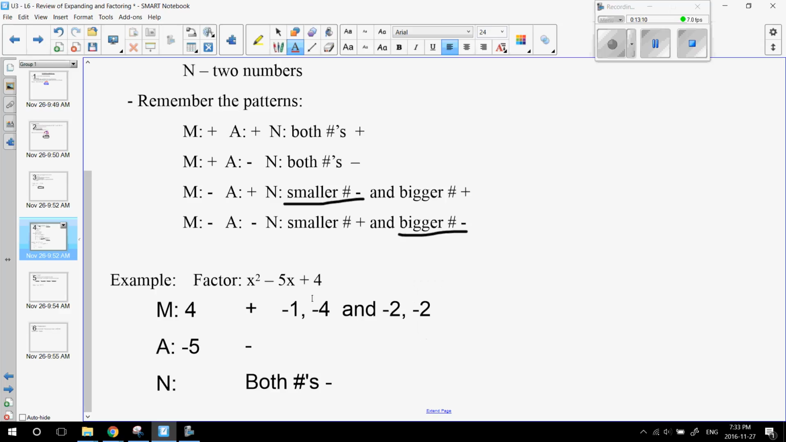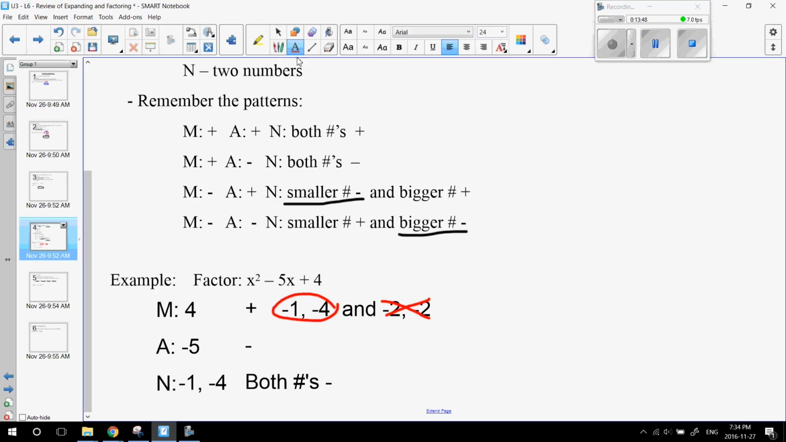And then we think about which one is going to add to our negative 5. If we do negative 1 plus negative 4, that gives us negative 5. If we did negative 2 and negative 2, that gives us negative 4, so that doesn't work. So we can cross out the negative 2, negative 2. We know that negative 1, negative 4 works because it multiplies to a positive 4 and adds to negative 5. So our two numbers are negative 1 and negative 4.